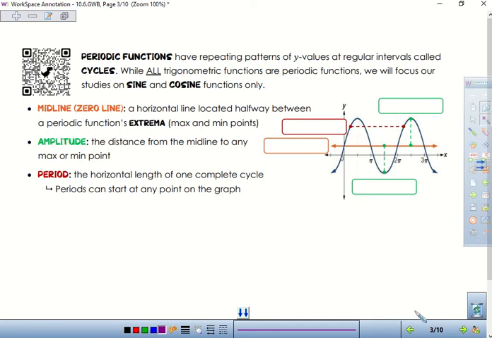So a periodic function is a function that has a repeating pattern of y values at regular intervals called cycles. While all trigonometric functions are periodic, we'll focus our studies on sine and cosine only. So in this class, we're only going to be talking about sine and cosine, the two, basically the main ones. But when you take a trigonometry class, you're going to be doing all of them. Okay. So this is just like a preview.